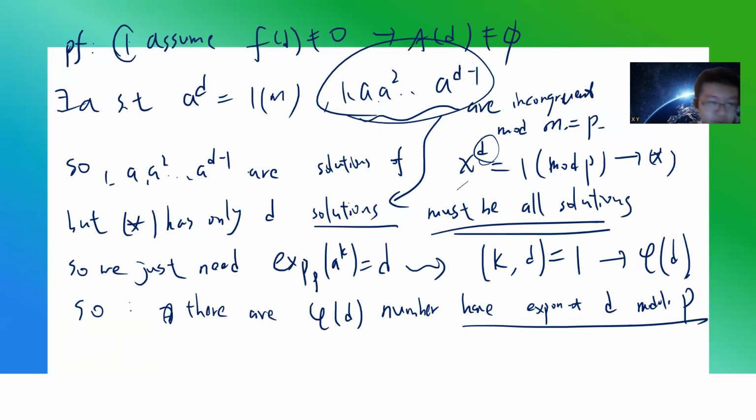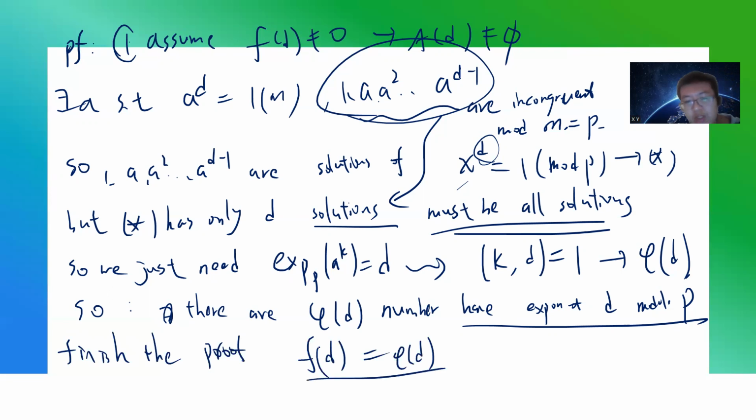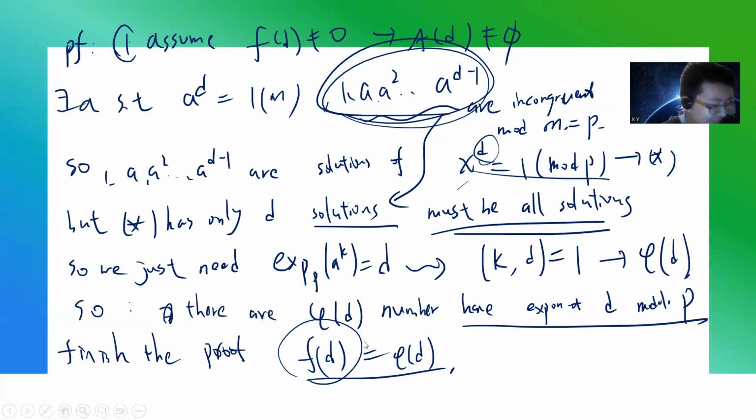Okay, so let's finish the proof. So f of d equals phi(d). The reason is as I said, the only possibilities for f of d must come from all of these, and among these there are exactly phi(d) of them that satisfy this equation, such that the order is still d. So this finishes the proof. The proof is interesting.